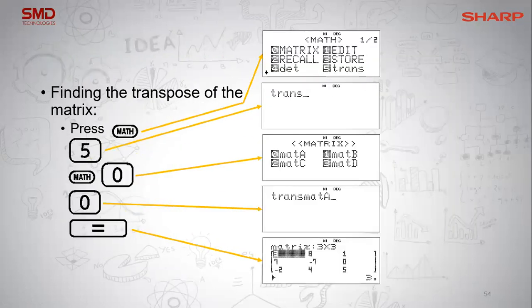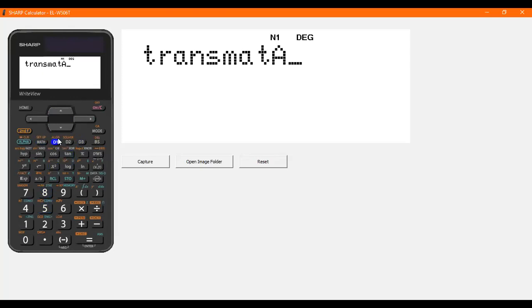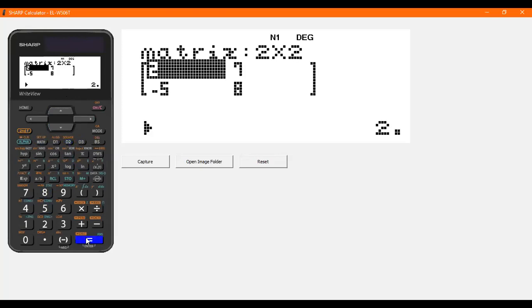Determinants and the transpose as well, if we wanted to do that. Just very quickly, although it's pretty standard, it's good to know. So if you press math and 5 for transpose, and then the name of your matrix and equals, you would see that it's now switched the rows and columns around.